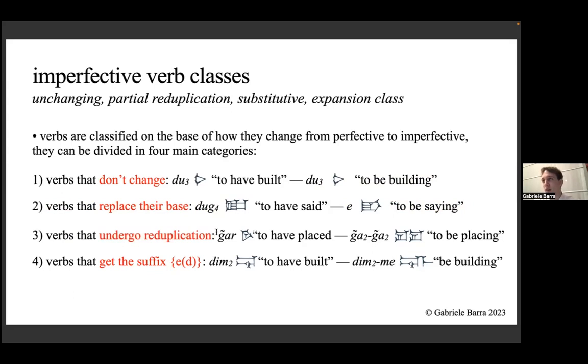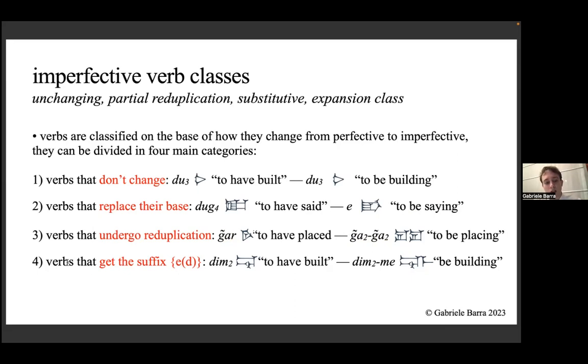Some verbs undergo reduplication. So what does that mean? The verb happens twice, basically. So ngar, which means to have placed, nga-nga. Sounds really stupid in my opinion, but there you have it. The thing about reduplication is that it's never total. You see how the verb kind of loses the last R, so it becomes nga. It's always like this. It always loses its last consonant if it has one, and it usually does.